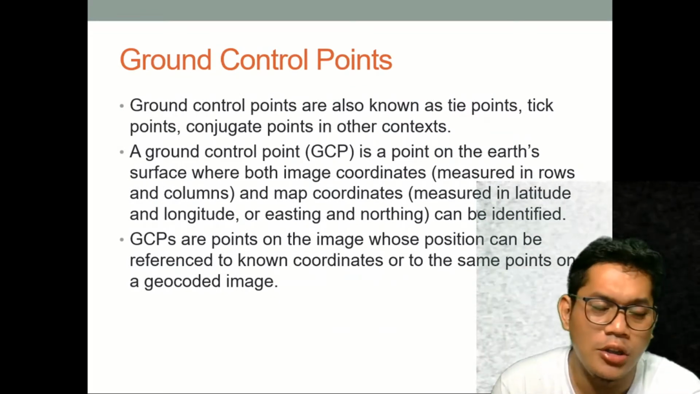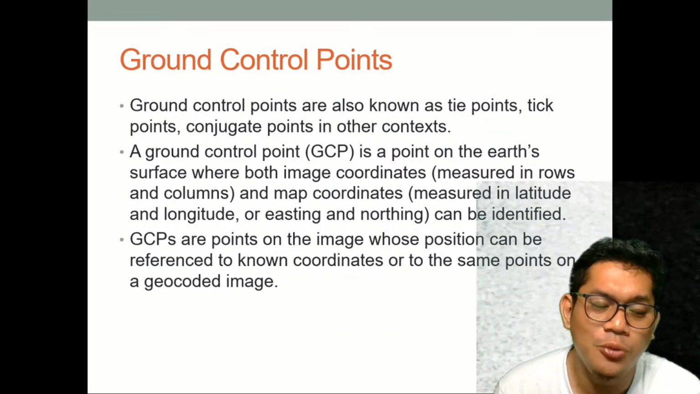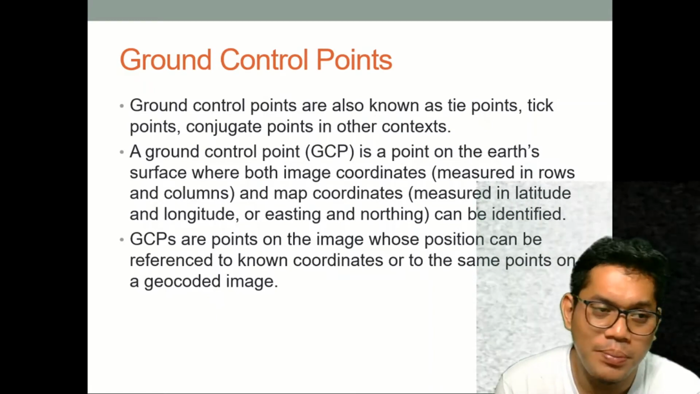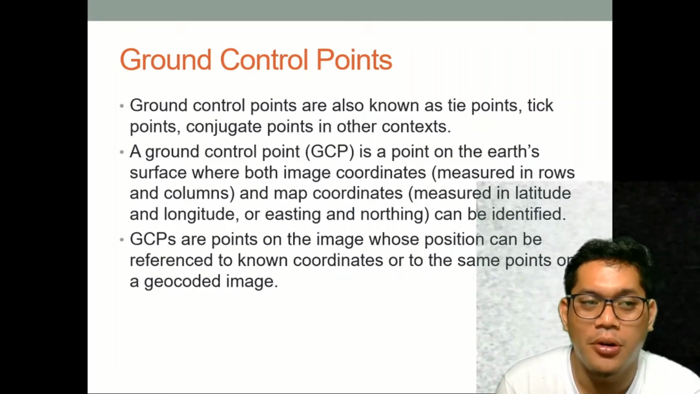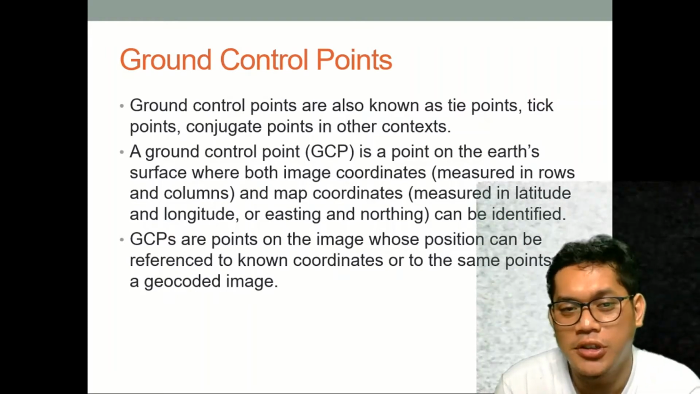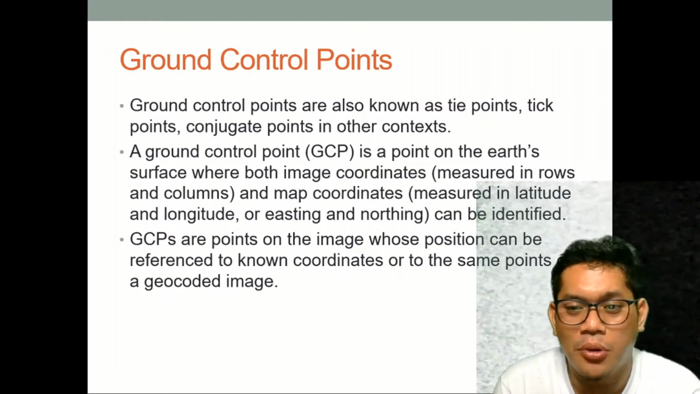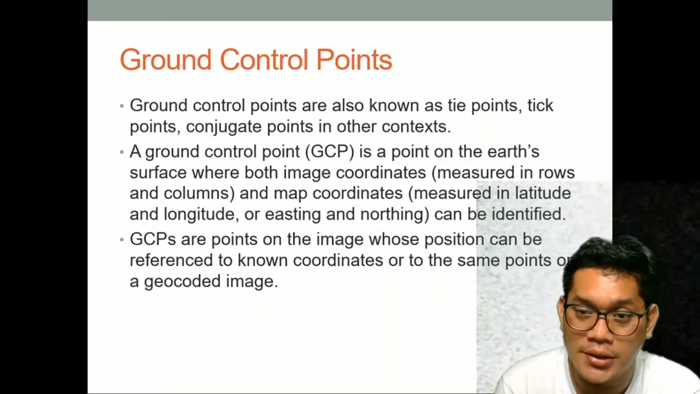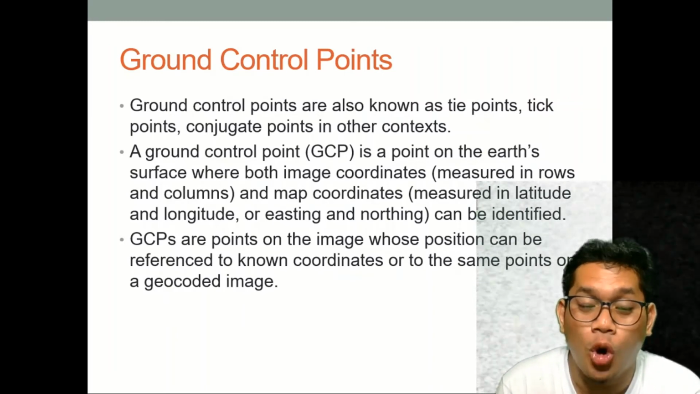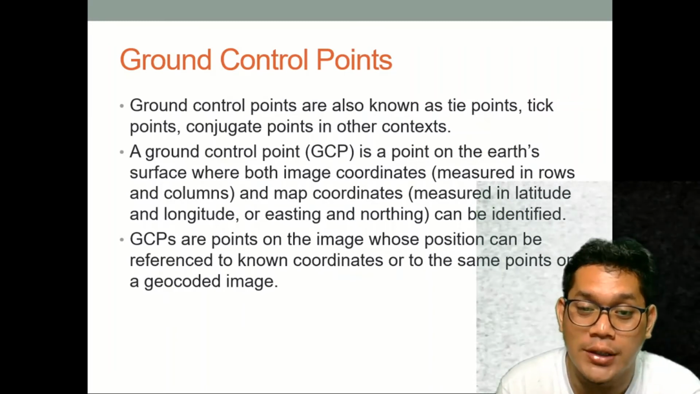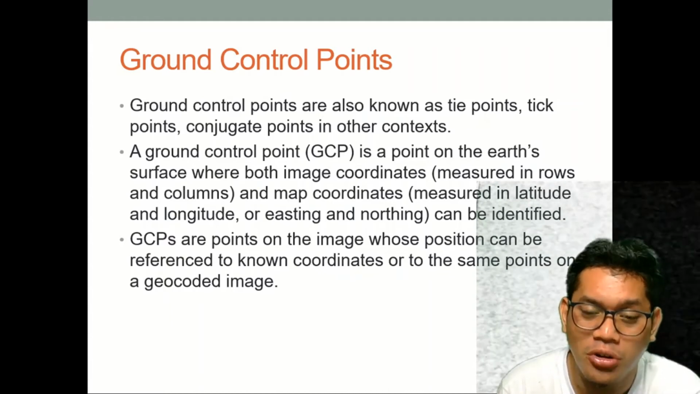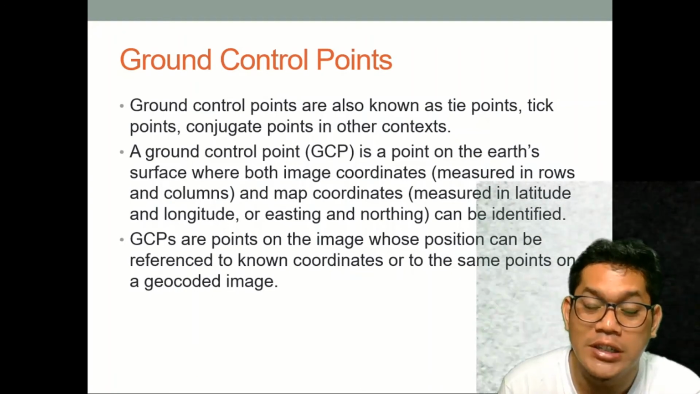In order for us to do the georeferencing, we have to come up with our own ground control points. We have to go to the ground, pick up your GPS, take the point, and key in the data. Ground control points are also known as tie points, stick points, or conjugate points, where it's a point on the Earth's surface for which both image coordinates, measured in rows and columns, and map coordinates can be identified on the ground and also on the image. So GCPs are points on the image whose position can be referenced to known coordinates or to the same points on the geocoded image.